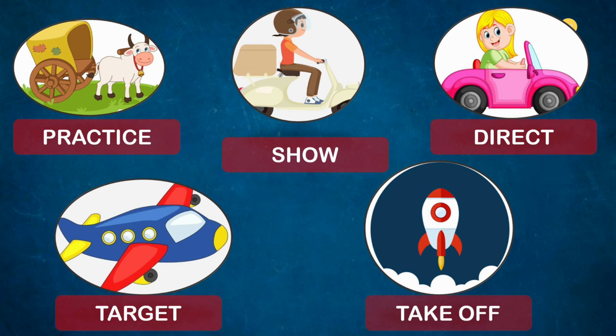So if we look at the 5 speeds or the 5 categories of speeds that I have categorized them into, you see the bullock cart needs practice, the scooter needs to be shown the way, the car needs to be directed properly, the aeroplane needs to have a target to move towards, and the rocket needs the right platform to take off.